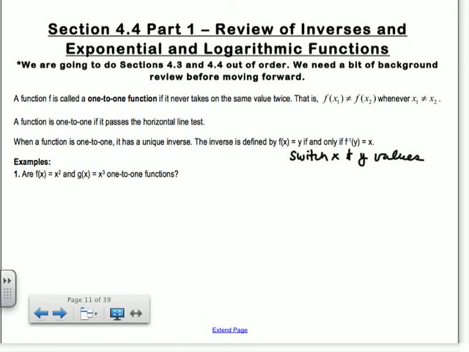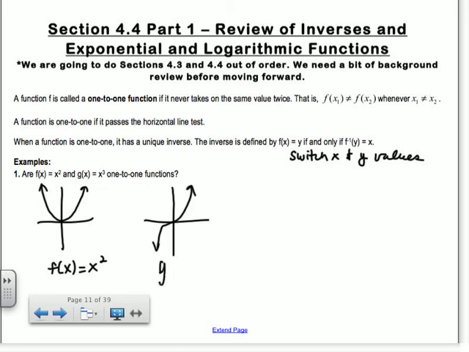So number one, are f of x equals x squared and g of x equals x cubed one-to-one functions? Well, think about it. X squared looks like that. X cubed looks like this. We said it's going to pass the horizontal line test. So with x squared, there are two y values that are the same right there for different x values. So this one's a no. And this one, any horizontal line you draw through is only going to touch one and only once. So this is yes.